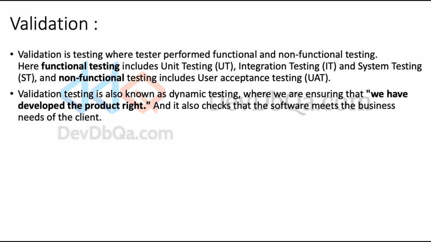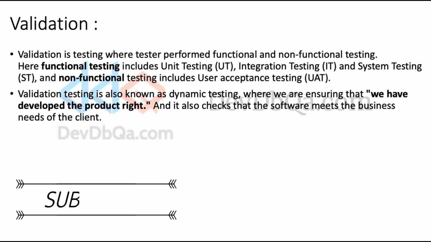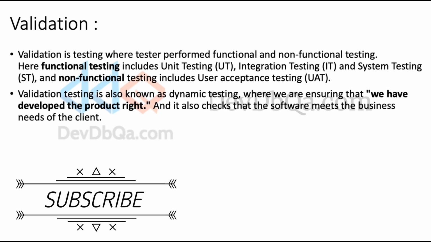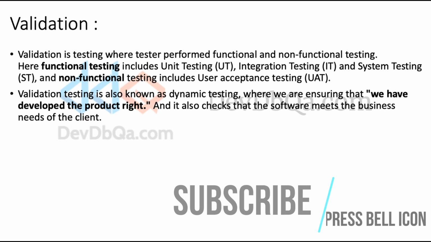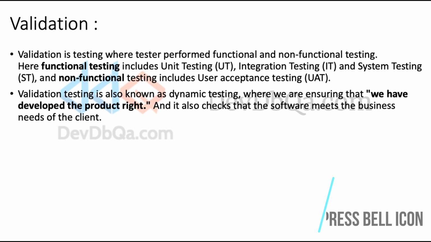Validation testing is also known as dynamic testing, where we are ensuring that we have developed the right product. So in validation we check that the software built by the dev team, now given to the testing team, is built right, and it also checks that the software meets the business needs of the client. The testing team checks that the software meets the business requirements of the client or not.